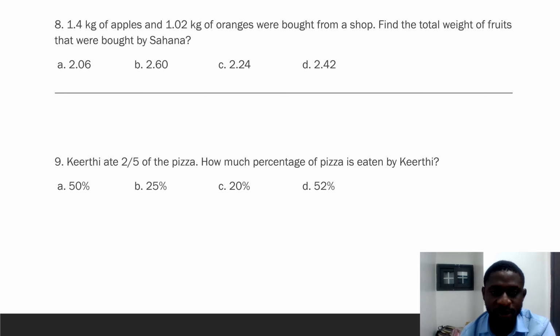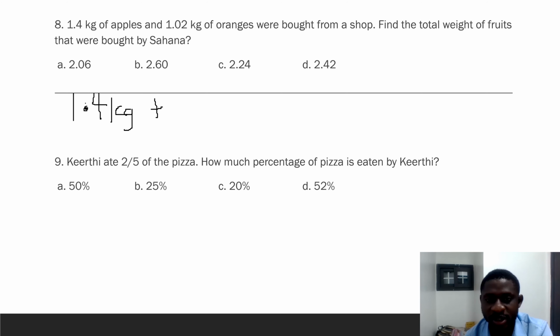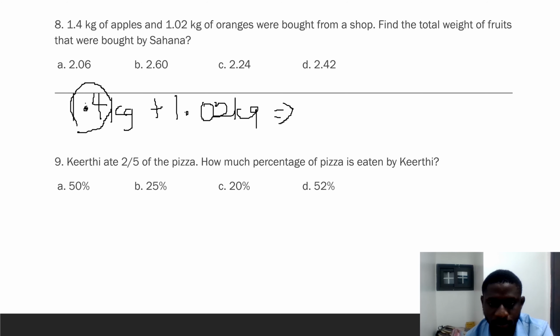Number 8, 1.4 kg of apples plus 1.02 kg of oranges were bought from a shop. Find the total weight. So we have 1.4 kg plus 1.02 kg. Now you realize the first number has only one decimal place, that is the 1.4, but the second has two decimal places. So what do we do in this situation?